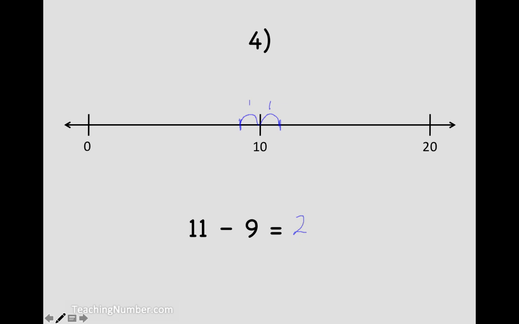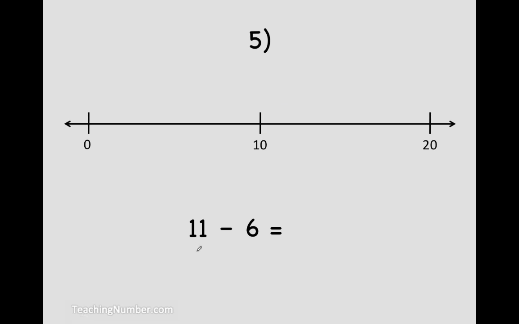So let's see how accurate this model is. Well, my 9 isn't quite as close to 10 as it should be, but it's okay. It's a reasonable estimate of 9. And my 11 is a little bit further away from 10 than it should be, but it's okay. It's a reasonable estimate of 11. And those distances are both 1, so that means that 11 minus 9 equals 1 plus 1, or 2. So this model wasn't perfect, but it doesn't have to be perfect. It just has to be reasonably accurate.